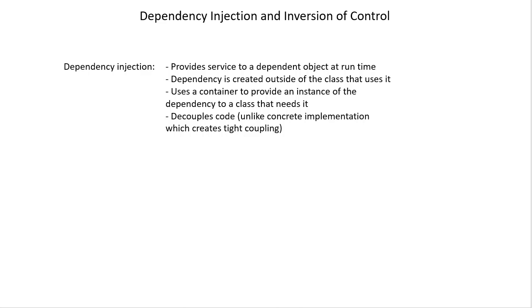So, dependency injection provides an object or a service to a dependent object at runtime. And that means that the dependency is created outside of the class that uses the dependency. Unlike concrete implementation, the dependency injection pattern uses an object, which is the container, to initialize objects and provide the required dependencies to the object. We've seen it before when we registered services with the container, and the container is responsible for providing an instance of it to the class that needs that instance. It manages the lifetime of the dependency.